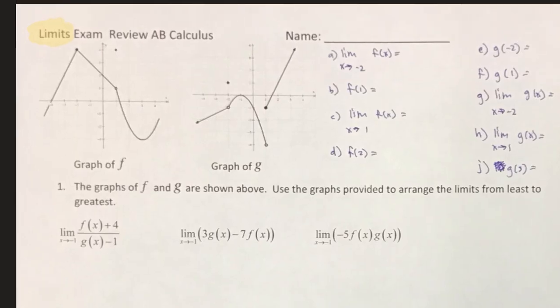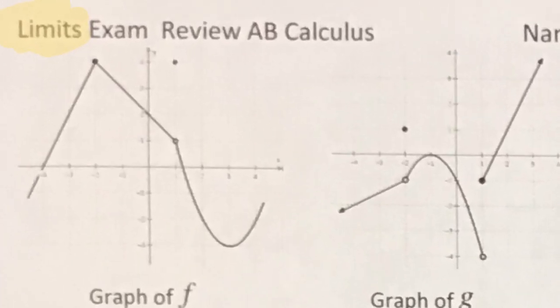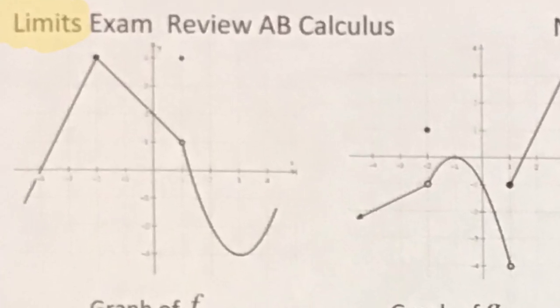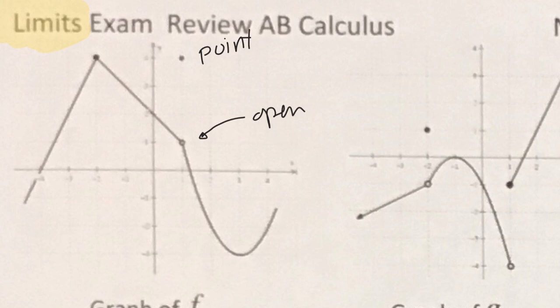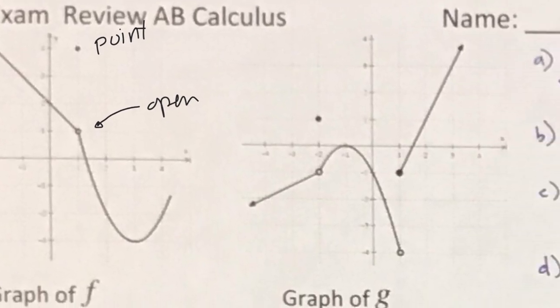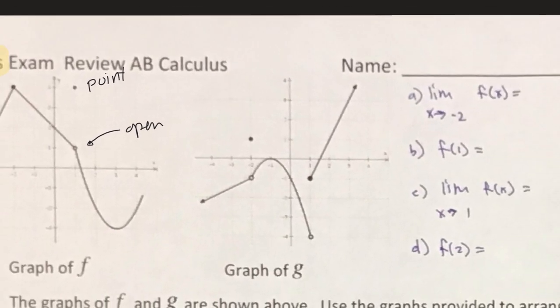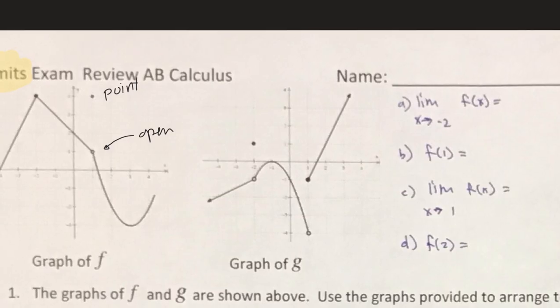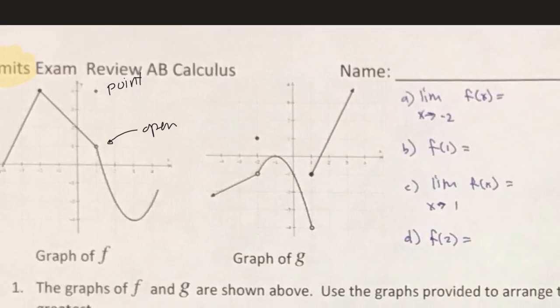Okay, so we have our graph of f and we have our graph of g. Notice there's an open circle here, but then the point is actually up here. We have a couple of open circles over here on g also. So our first questions are asking us about the basics of our f function. The limit as x approaches -2 of our f function.